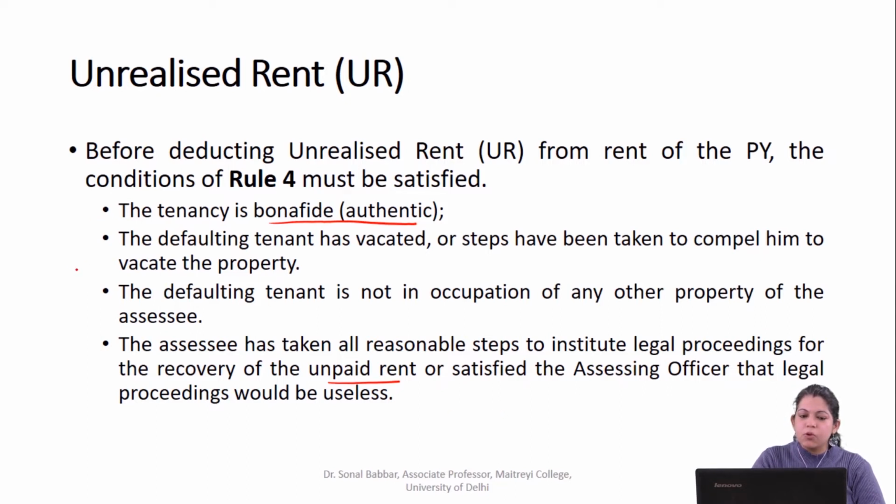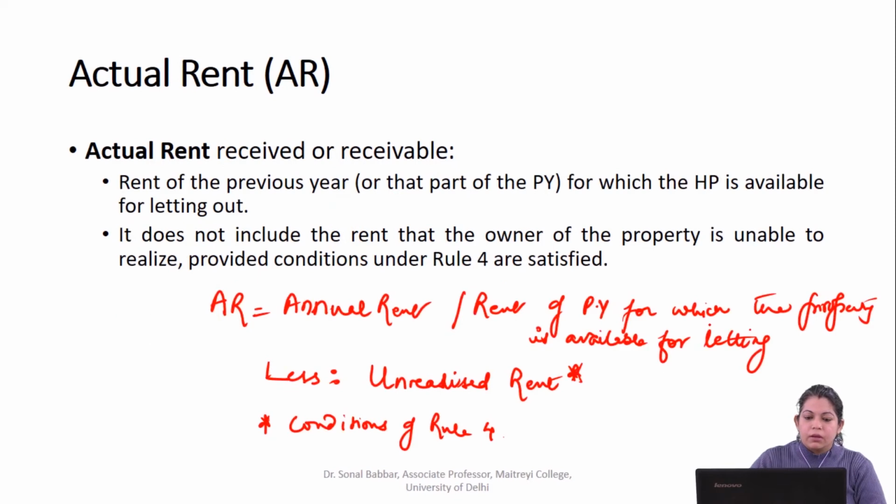So here, if these four conditions are satisfied, which suggests that the landlord has taken all due steps to realize the amount of rent, however, it still remained unrealized, we say the conditions of Rule 4 are satisfied, and therefore unrealized rent will be allowed to be deducted from the rent of the previous year for which the property is available for letting to get the actual rent received or receivable.